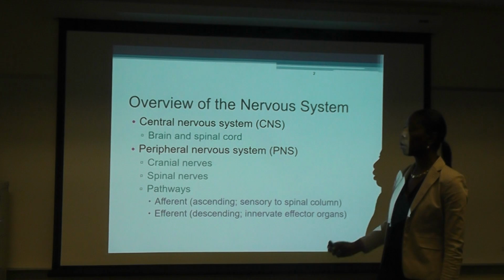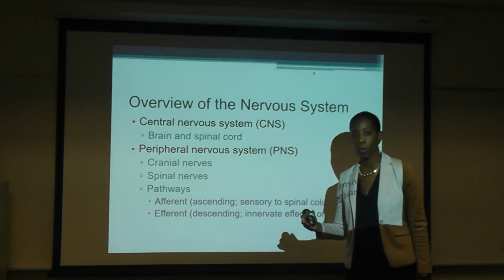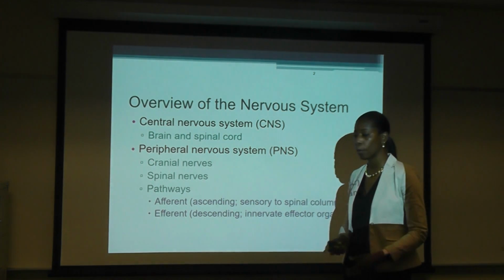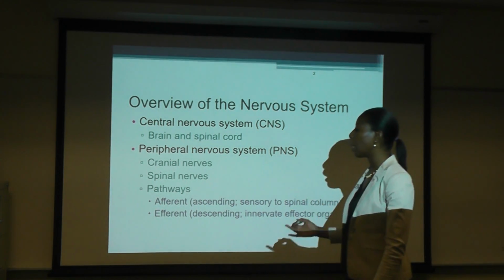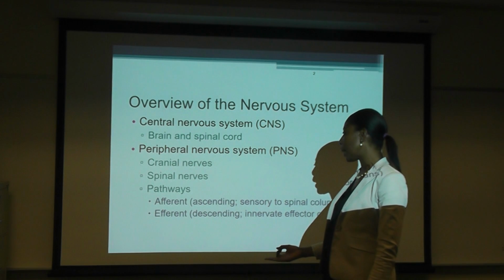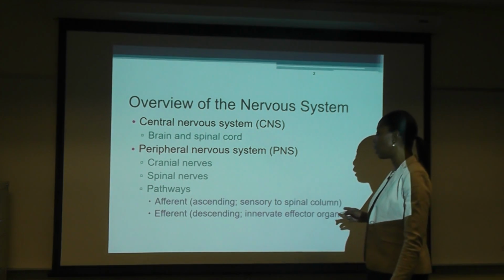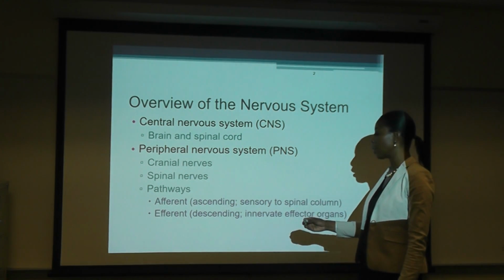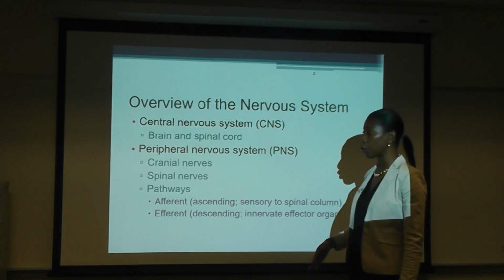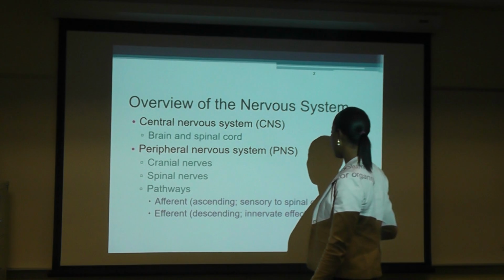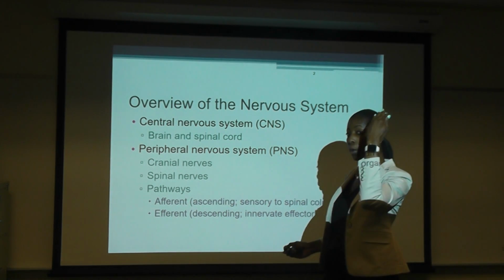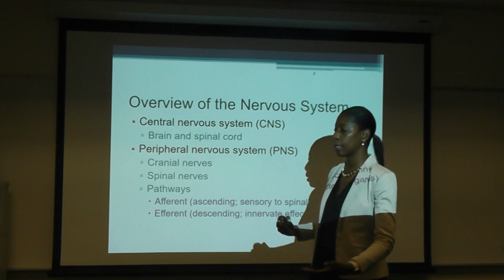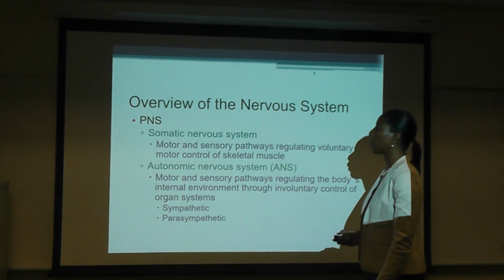Okay? So here we're going to do an overview of the nervous system, which is the central nervous system composed of the brain and the spinal cord. Then we have the peripheral nervous system, which is your cranial nerves, your peripheral nerves, and then your pathways, which is your afferent pathways. It's the ascendant pathway, meaning sensory to the spinal column, and then we have the efferent pathways, and descendant innervation to the effector muscles. The afferent pathway, basically, we take information from the body up to the brain. The efferent pathway, we take information from the brain down to the body to elicit whatever response we need. Okay? We'll talk a little bit about those.